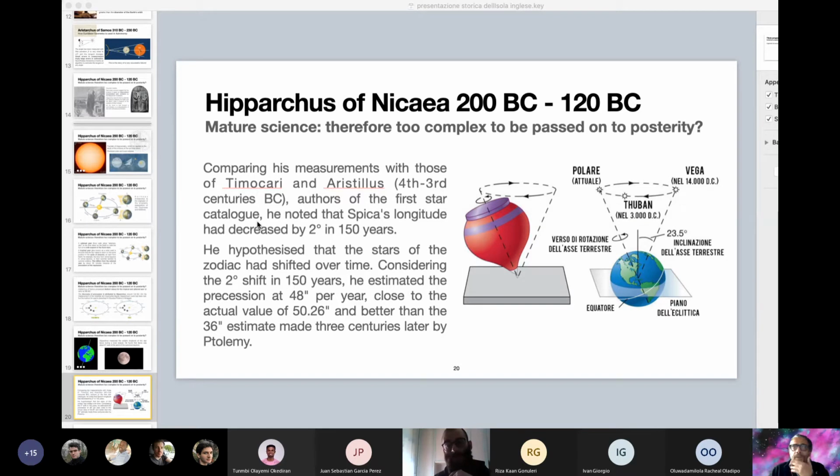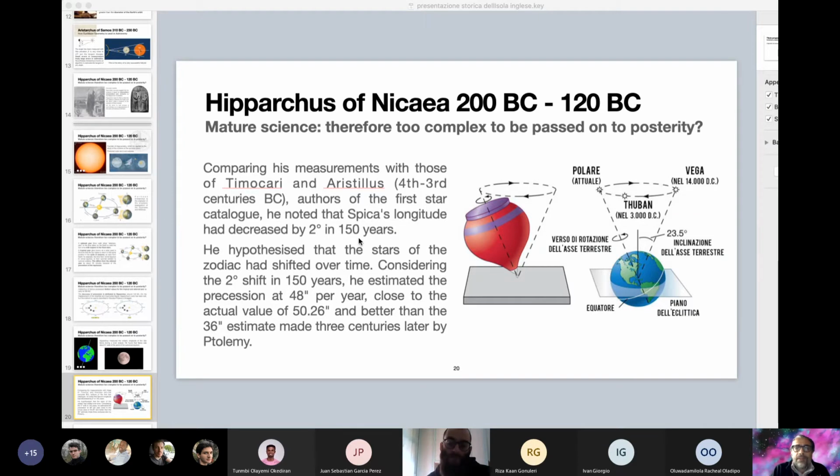Okay. So when somebody asks you why you are learning mathematics, you should try to explain to them that we are working for the next millennia, producing evidence to be used in the next millennia. Now, Timocari and Aristillus had measured Spica's longitude at a 2 degrees difference.